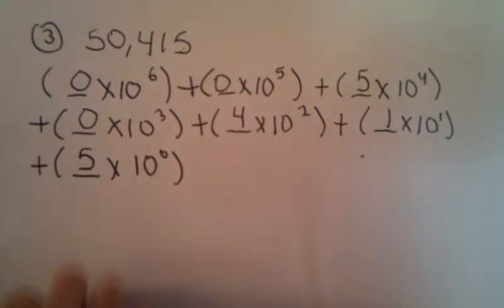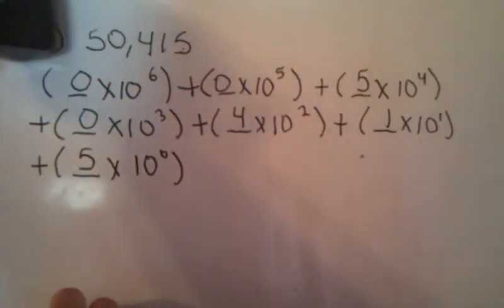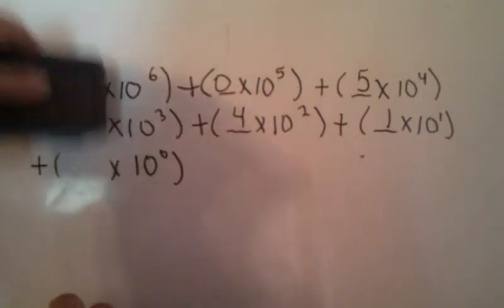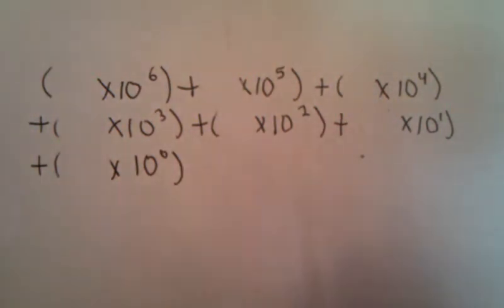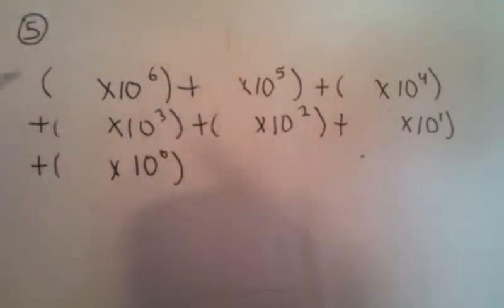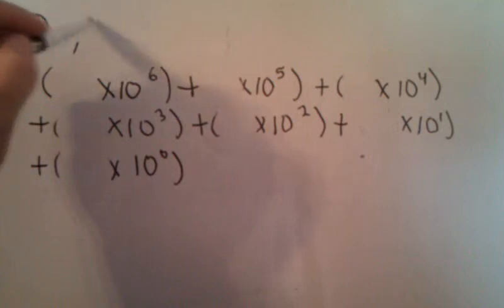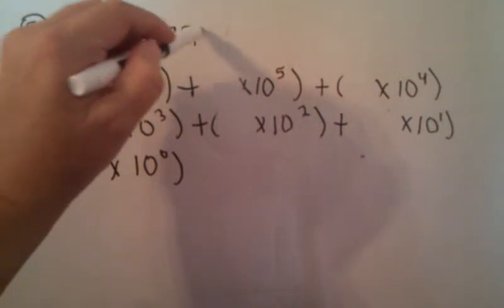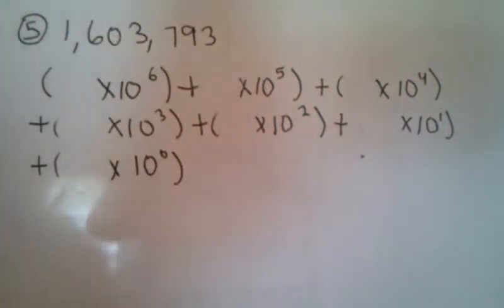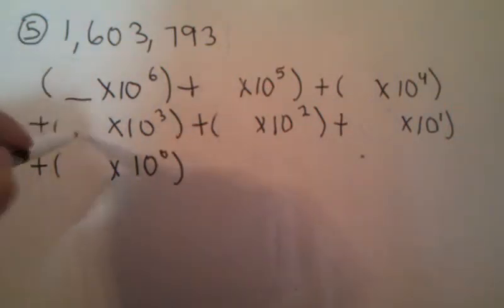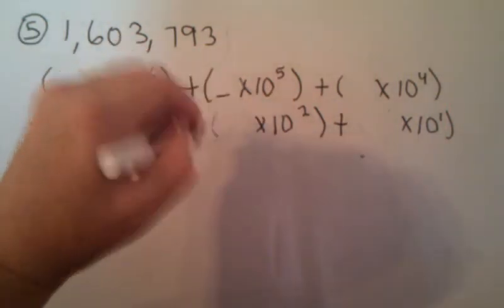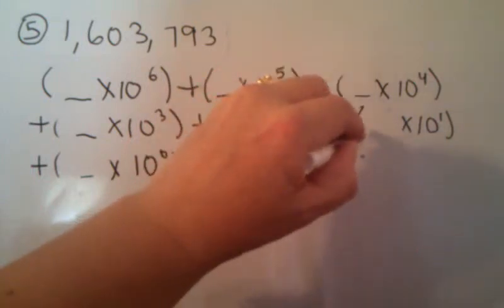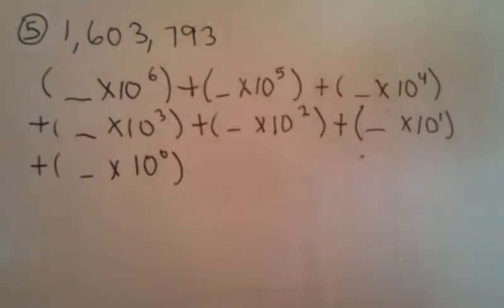Alright, let's try another one. Now that we kind of get the hang of that, I don't want to have to write all that over. Okay, here we go. Number 5 gives me this number: 1,603,793. Okay? So I want you to stop the tape. I want you to see if you can figure out what this number is, and then compare it with mine. So stop the tape and do this problem.